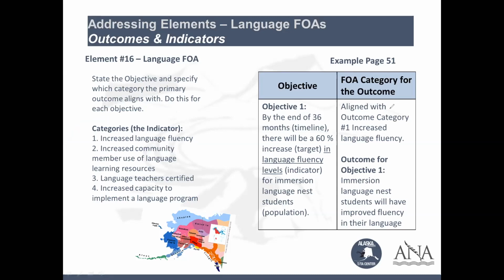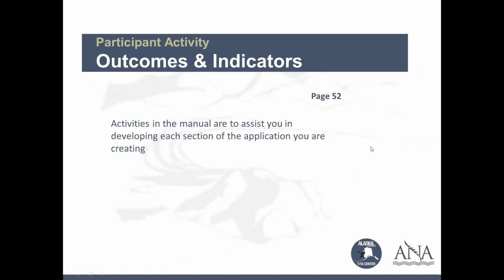So we can say that the outcome is aligned with category 1. Our outcome is that the immersion language nest students will have improved fluency in their language. There are activities on page 52 to assist you as you develop this outcomes and indicators section.